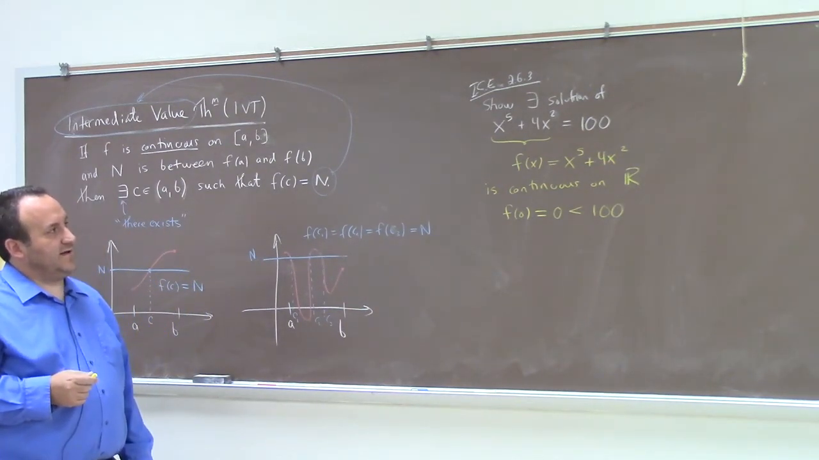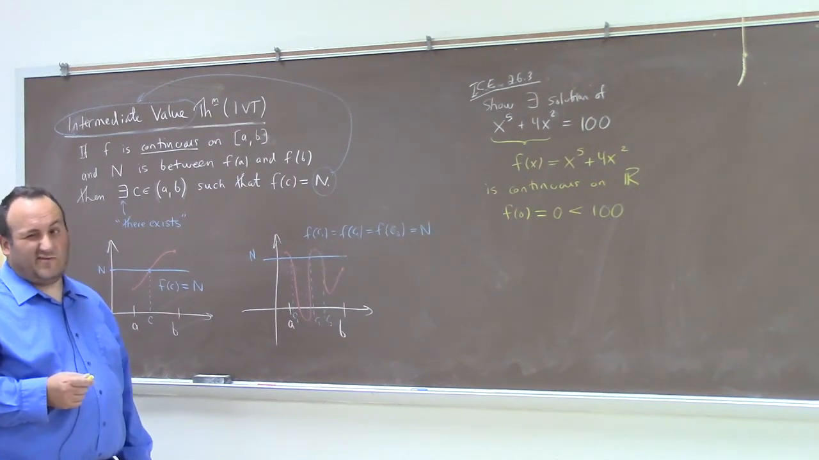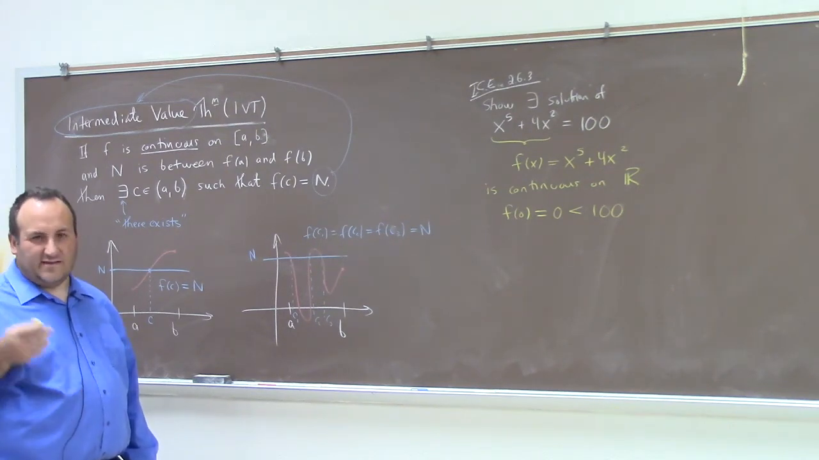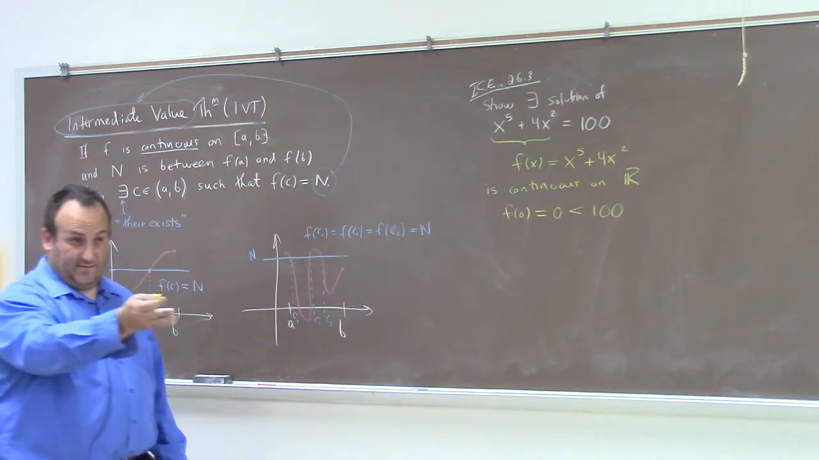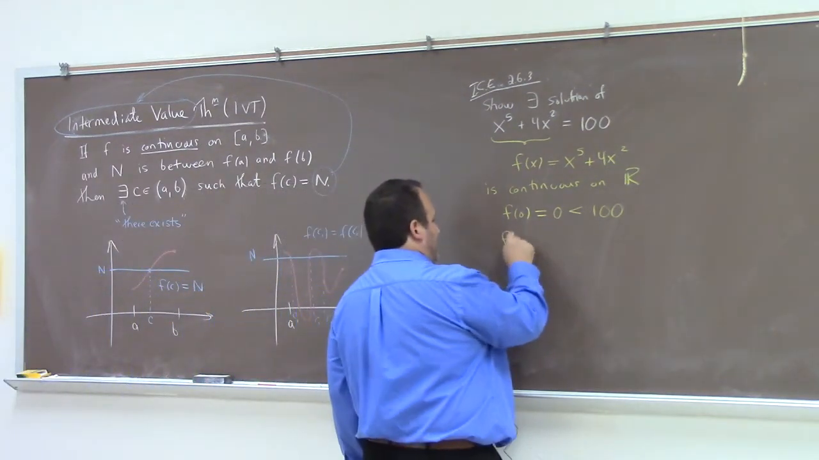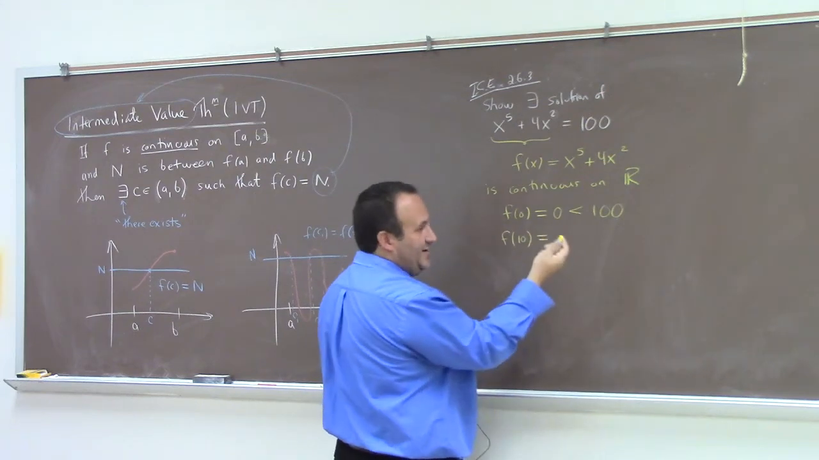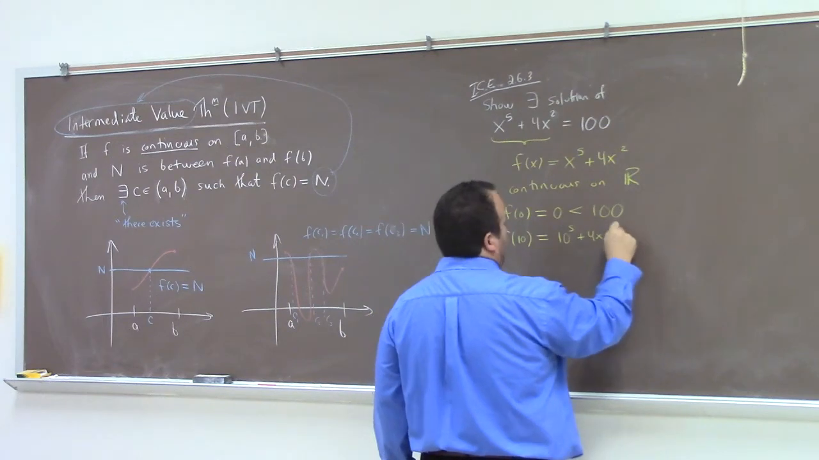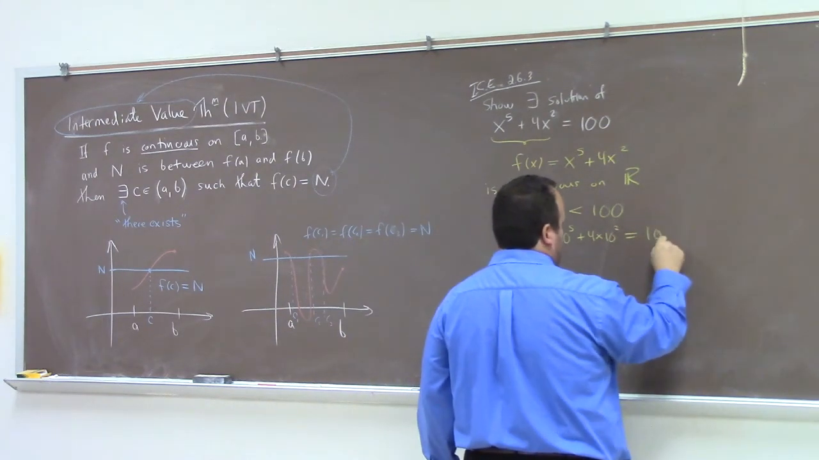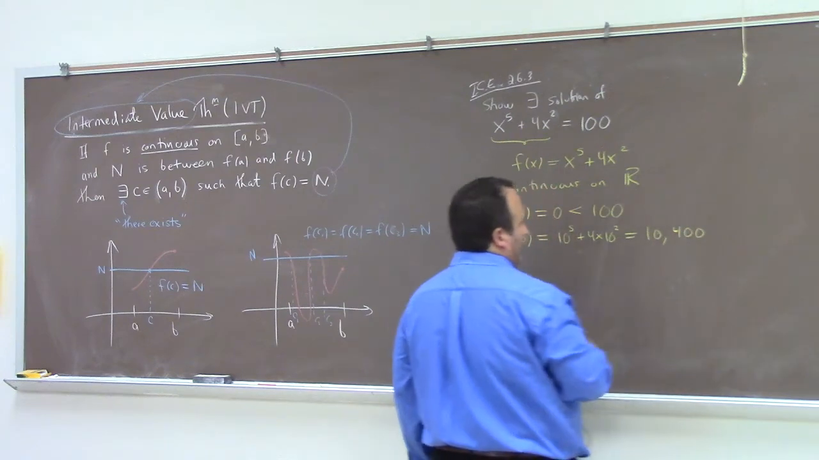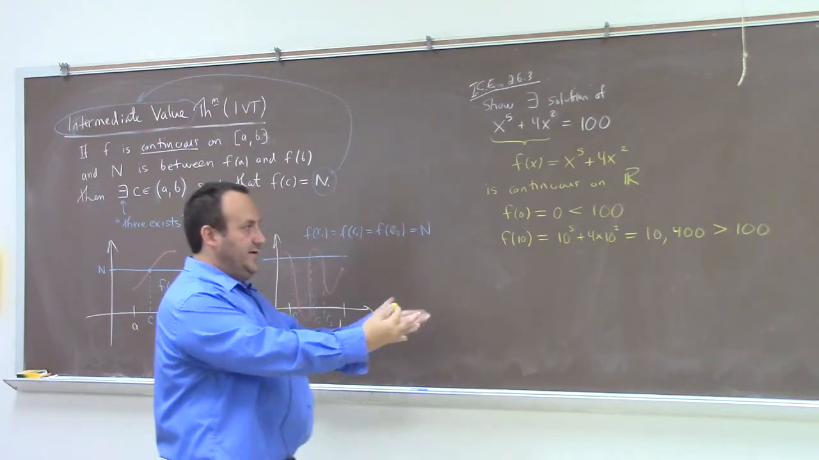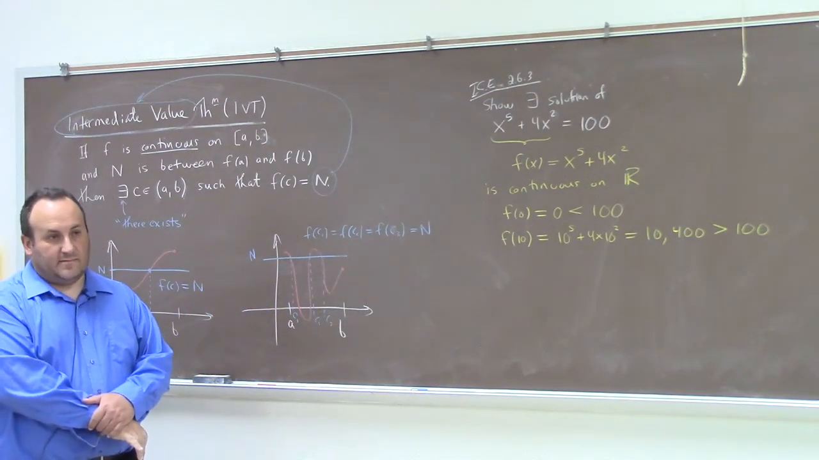Can you tell me something I can plug in and get a number greater than 100 for f? Make it something easy to calculate. How about 10? Good choice. That was the correct guess. I'm joking, of course, it's a guess. So 10 to the 5th plus 4 times 10 to the 2nd power, also known as 10,400. And that is definitely greater than 100. 100 is an intermediate value.